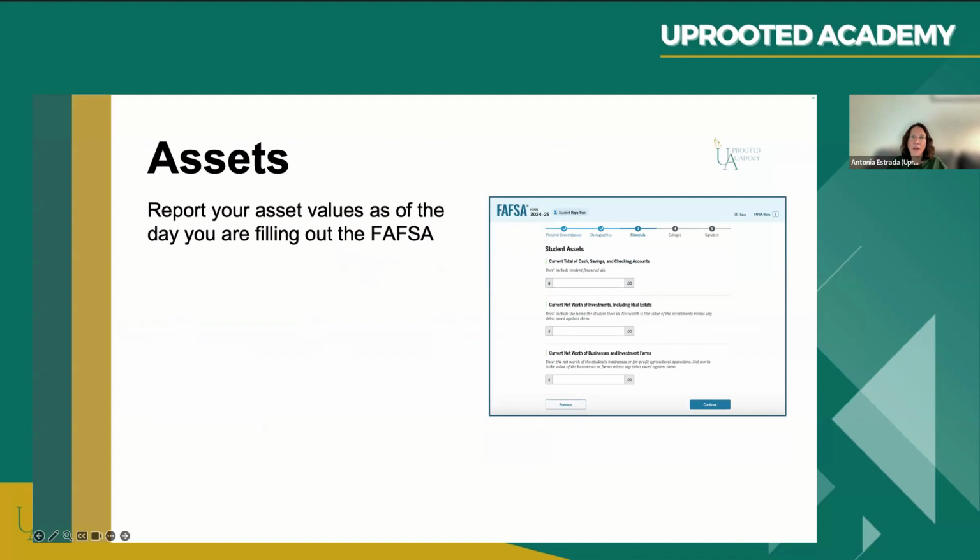Students are also asked about their assets, the current value, so the day they're filling out the FAFSA. For many students, again, these amounts will be very low or 0. Again, if it's 0, you actually have to enter 0 and not leave a blank. And then further instructions are given here, as you see.